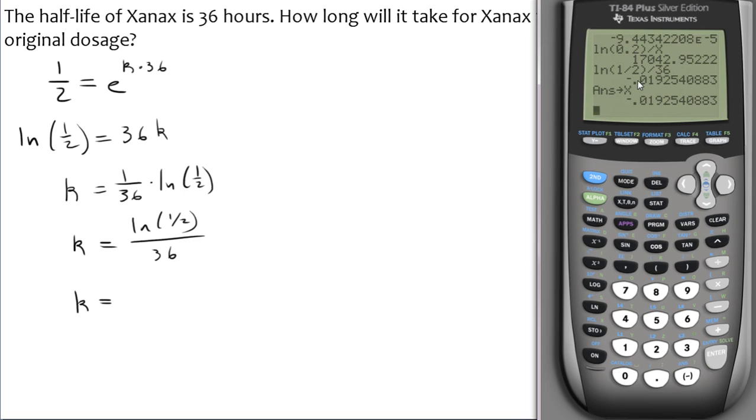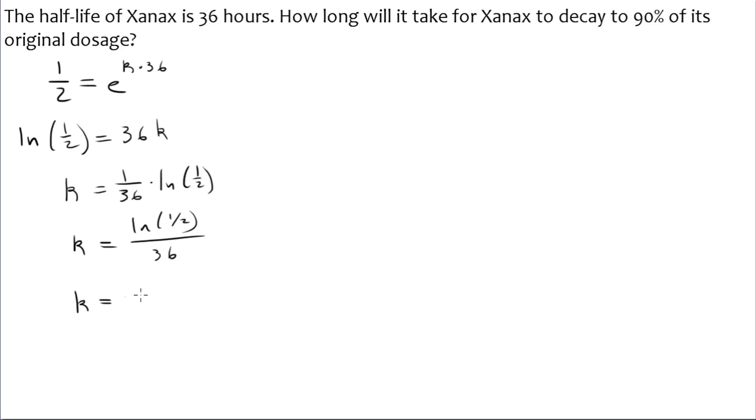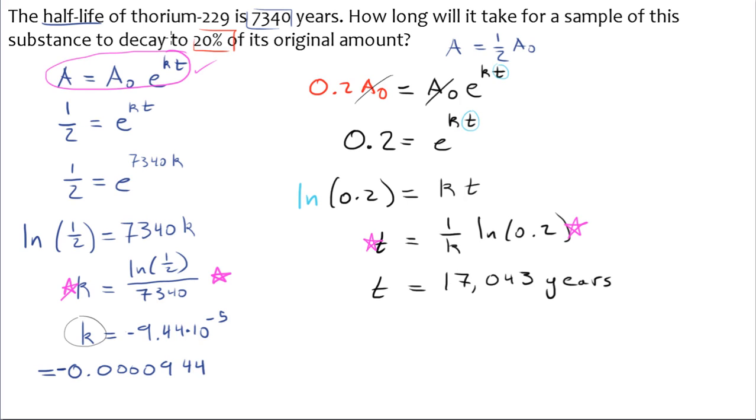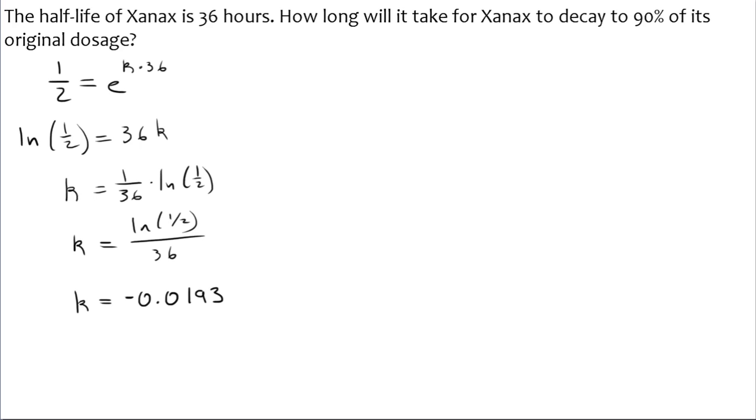So our decay rate is negative 0.0193. We'll keep three significant figures. And notice how this is a much larger k than in our previous example. In our previous example, our half-life was 7,340 years, and we had a very small decay rate. In this example, our half-life is 36 hours, and we have a much larger decay rate. But since they are decaying, they are negative in both cases.